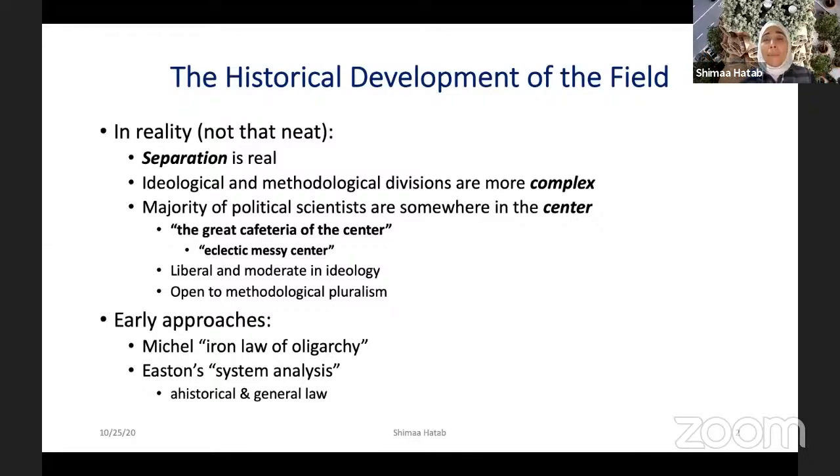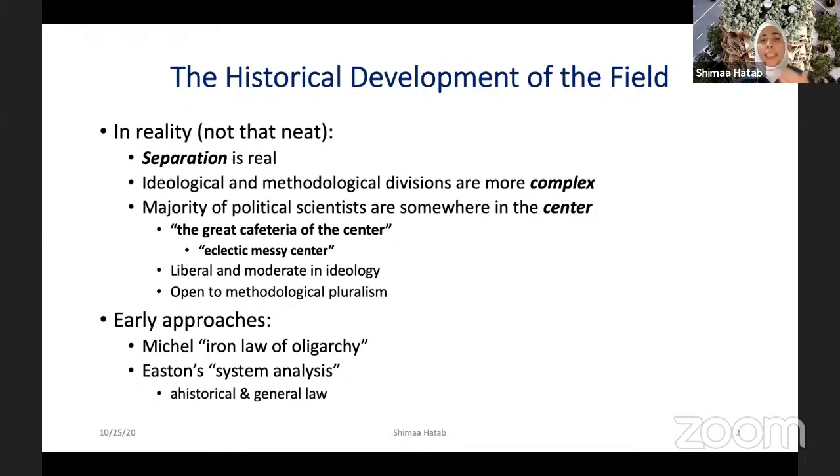So before we dig deeper into rational choice and structuralism and culturalism and then new institutionalism, there actually had been some sort of efforts in order to study regularities and patterns and to come up with a general theory in comparative politics.